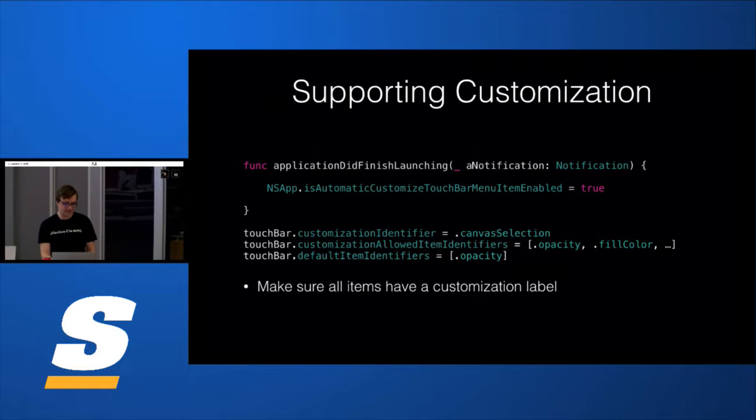Customization is opt-in. So the easiest way to do that is sometime very early on in your application's lifetime, you want to set this property to true. That's NSApp.isAutomaticCustomizeTouchBarMenuItemEnabled. If that is true, and a touch bar has a customization identifier and an array of customization allowed identifiers, and it's the current touch bar, then that menu item will become enabled.